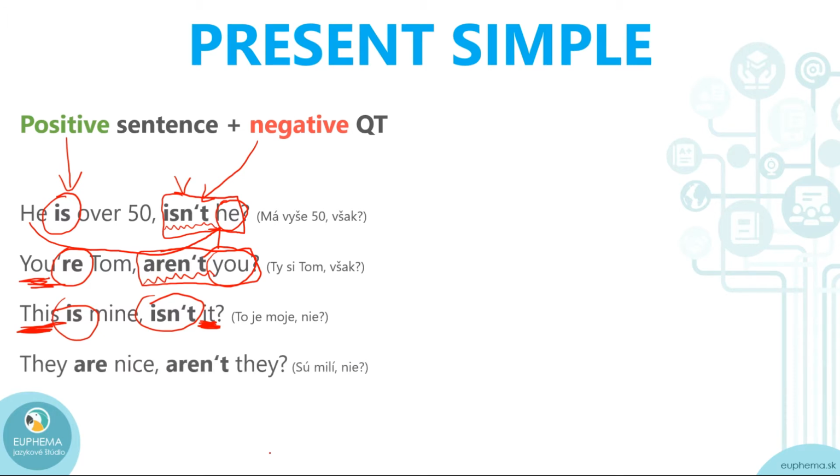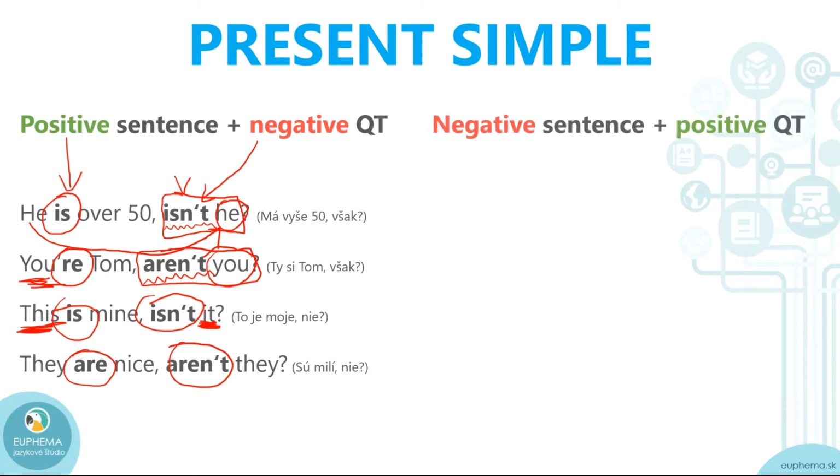And another example, they're nice, aren't they? So are positive and in the question tag, negative aren't. They're nice, aren't they? Now let's try the reverse order. So now we'll try a negative sentence plus a positive question tag, okay? Again, they are contrary. If you start with a negative sentence, then the question tag must be positive.